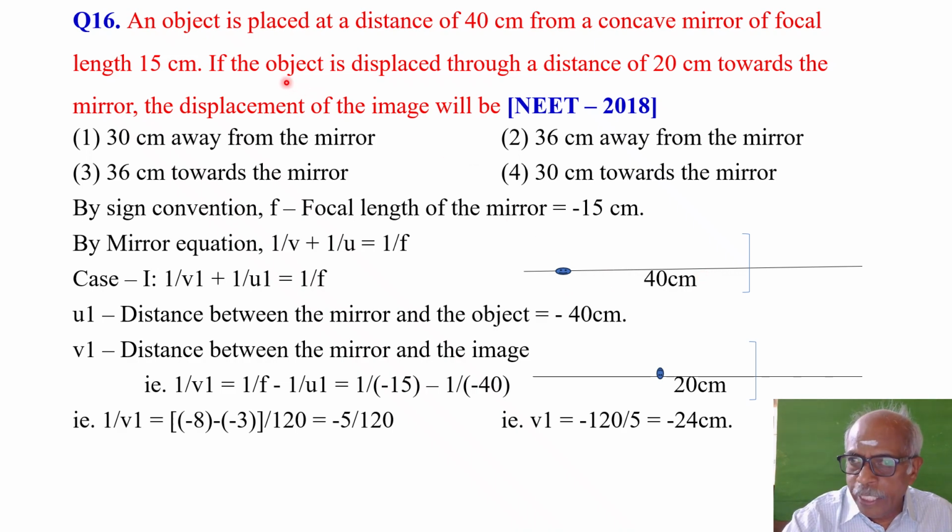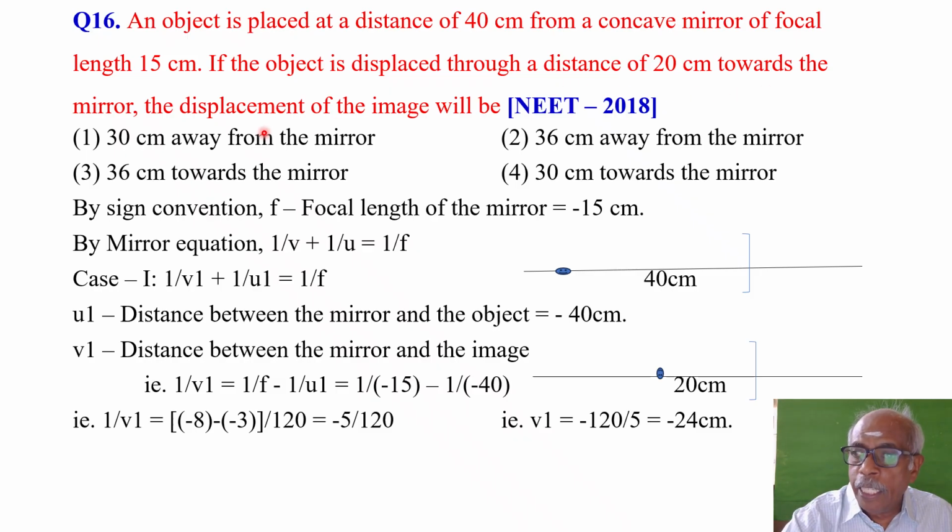So after that, if the object is displaced through a distance 20 centimeter towards the mirror, so this is the first case. The distance between the object and the mirror is 40 centimeter. But in the second case, the object is moved towards the mirror by 20 centimeter. So this is 20 and one more 20 is here. So from this point, the object is moved towards the mirror through 20 centimeter. So totally it is 40 centimeter. After moving through 20, the remaining 20 centimeter is left.